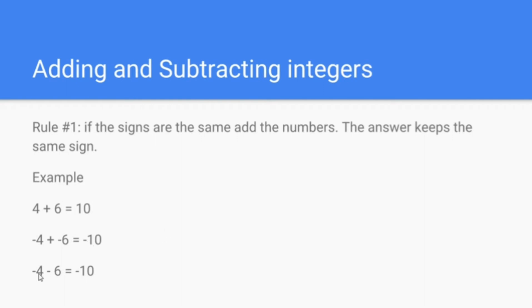Here's another example of the previous equation. This is negative 4 minus 6 equals negative 10. I wanted to show you the difference between these two equations. This one has a plus sign. You're adding two negatives. This one you are subtracting from a negative. The only thing you have to consider is that the sign to the 4 is negative, the sign to the 6 is negative. They are both the same sign, so you add them. The answer keeps the sign.